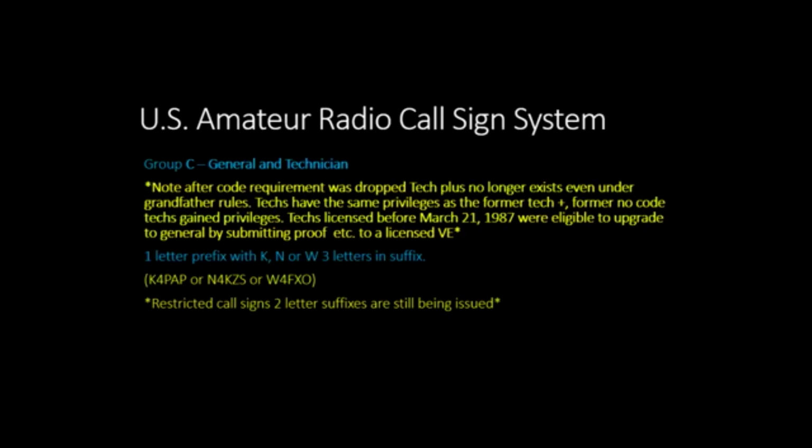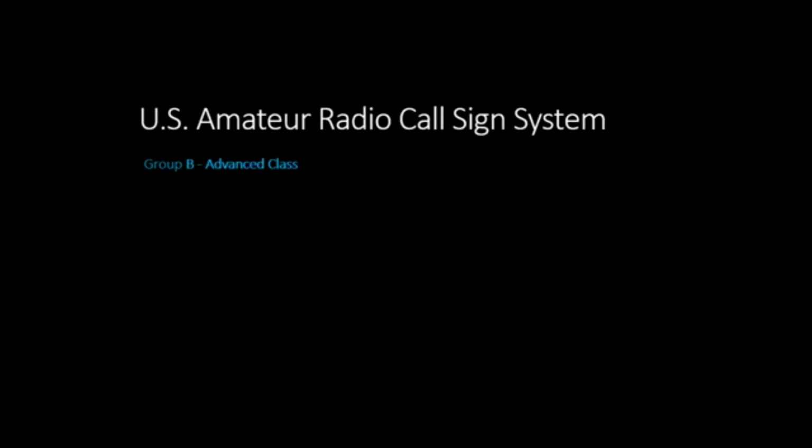Some restricted call signs with 2-letter suffixes are still being issued, and we'll talk about that a little bit later. Group V was the advanced class call signs. These were 2x2 call signs. Now, they also do 2x2s for extras, but the uniqueness of the advanced class is that if you still have an advanced class license and you want to apply for a vanity call, you could get a KN or W with 2 letters in your suffix, and those call signs would show that you're an advanced class operator.